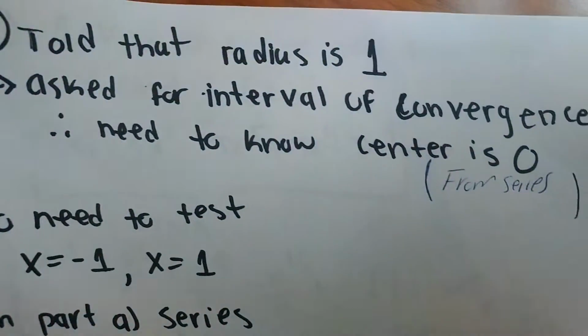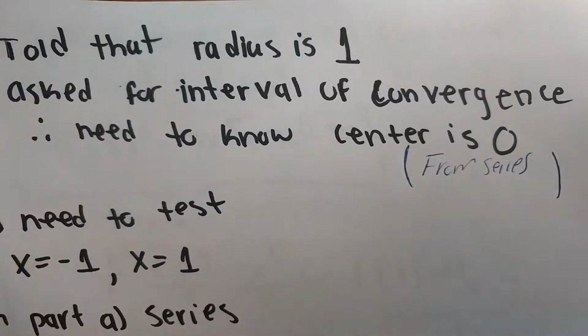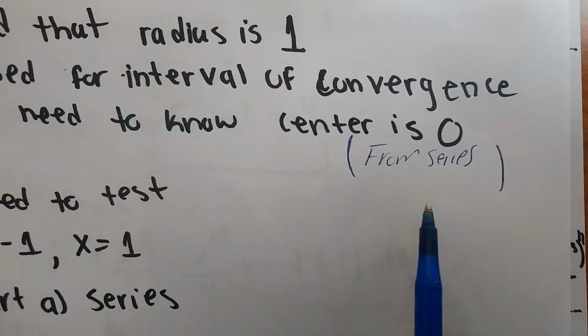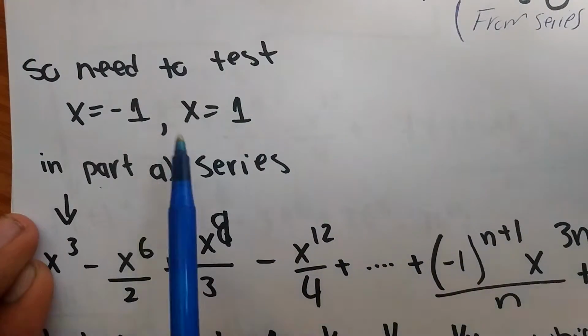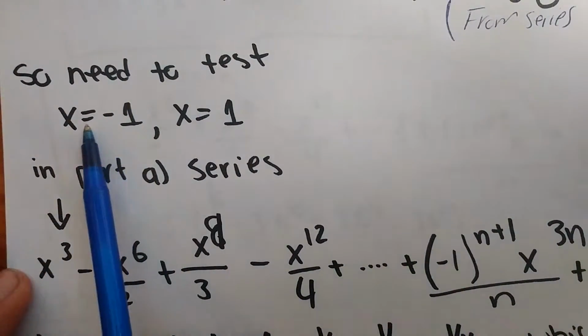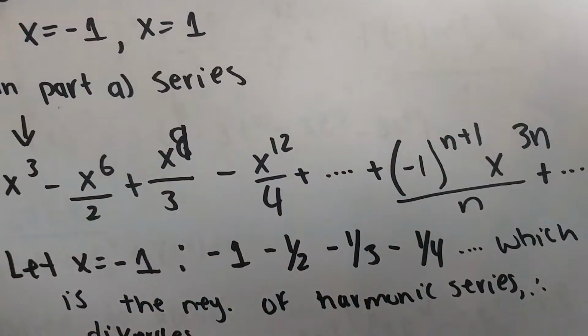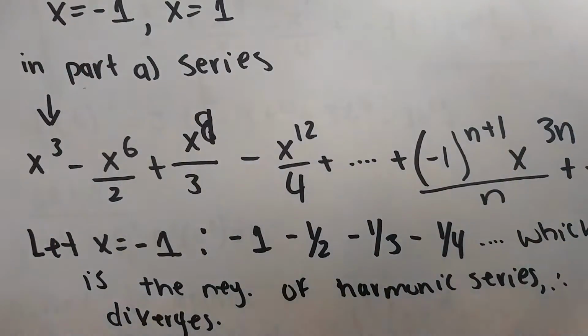Now for part B, we are told that the radius is 1, and we are asked for the interval of convergence. Therefore we need to know that the center of the series is 0, which you can see from the series itself. We're also asked to test x equals -1 and x equals 1 in the series that we found in part A, which I told you we would use later. All that means is the series right here. I have it written again.